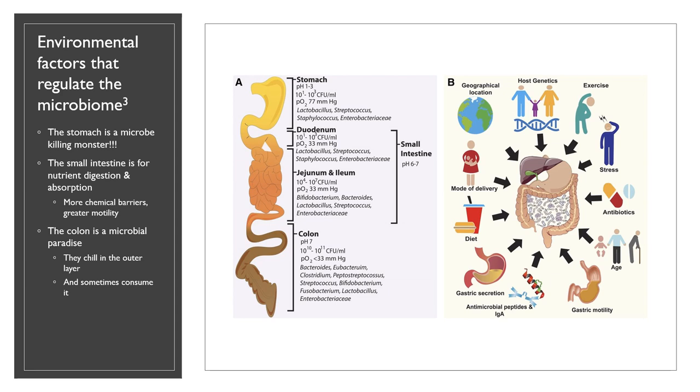Antimicrobial peptides and immunoglobulin A, again, there are going to be environmental and genetic factors that regulate that. Gastric acid secretion varies according to age, genes, environment, and type of diet. Clearly that's important, especially whether you're eating a garbage fast food diet or a diet of whole non-processed foods.